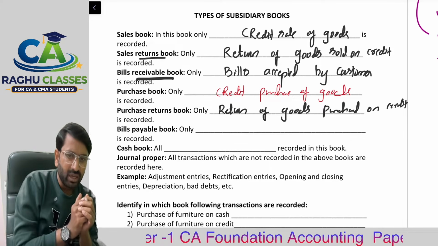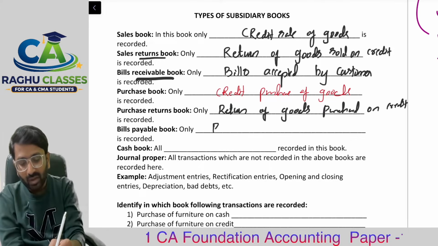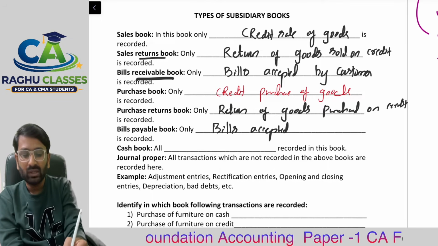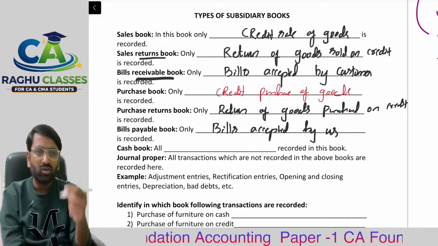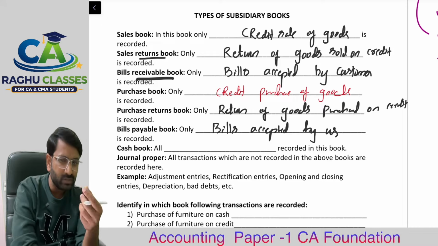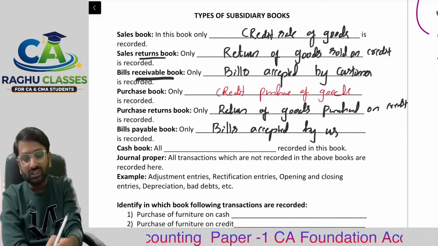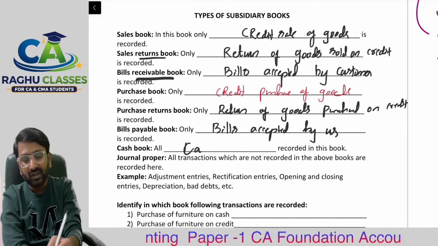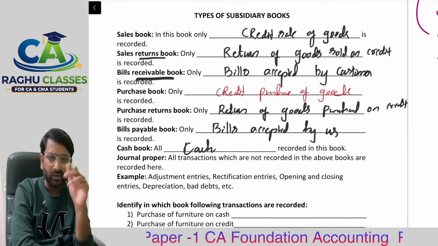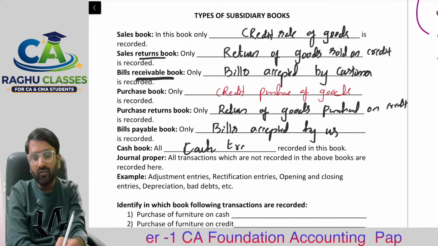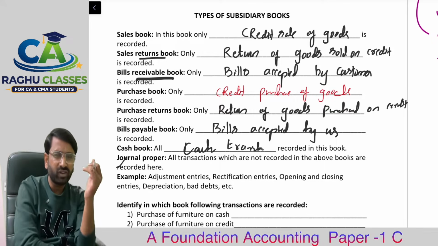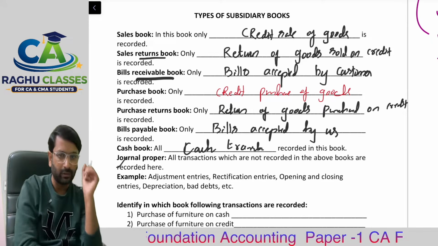In the bills payable book, only bills accepted by us. So if your customer is accepting a bill, we record in bill receivable. If we are accepting a bill, from my point of view, it becomes bills payable. And in the cash book, all cash related transactions are recorded. All cash transactions, it could be a cash transaction or a bank transaction. Anything apart from what we discussed just now will come in general proper. So like that, different books are maintained by business houses.